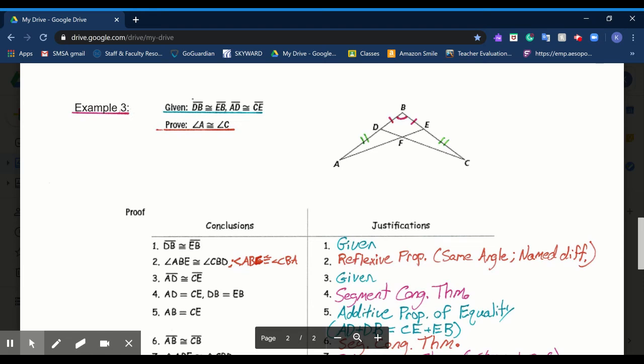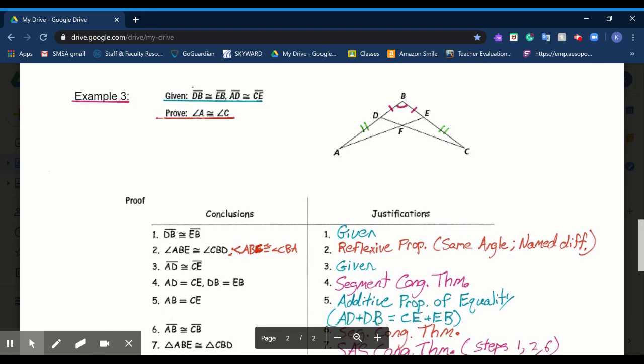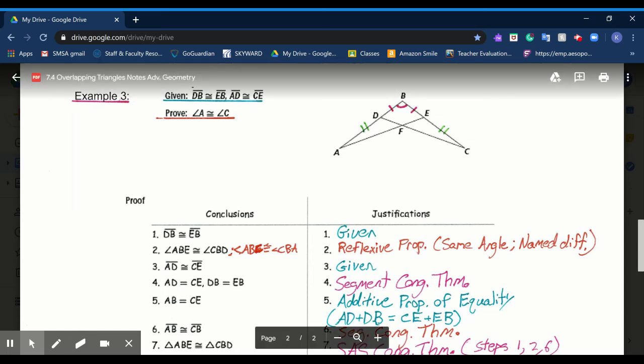And our last example for today, example 3, they established that segment DB was congruent to segment EB, and that segment AD was congruent to segment CE. They would like us to prove that angle A was congruent to angle C. So again, right away, I go into the drawing and I mark what I know. So I know DB was congruent to BE, and then AD was congruent to EC.